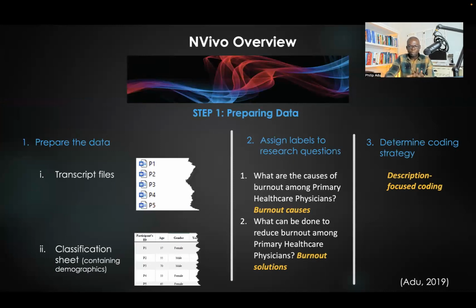So the first one is data preparation. Imagine that you have interviewed about 5 participants, you have their transcripts. So you see here that I have 5 transcripts. If you want to also send their demographics into NVivo in terms of their age, gender, and any demographic information that you are interested in, you could create a table in Excel, and then you can upload that table into NVivo, and that information could be connected to their transcript.